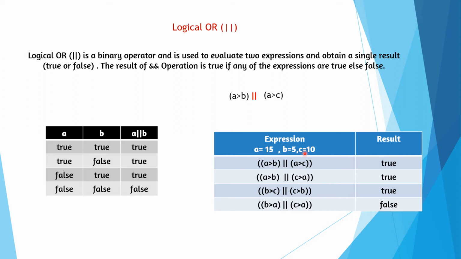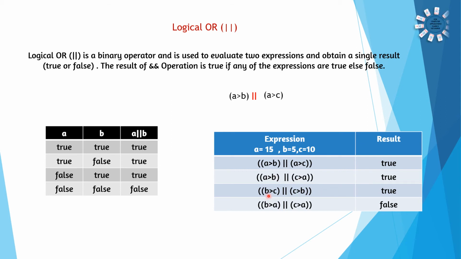Here we can analyze the same example: A is 15, B is 5, C is 10. In the first one, A is greater than B and A is greater than C. With the OR operator, both conditions are true, so the result will be true. In the second, A greater than B, the first condition is true, and C greater than A, the second condition is false. One true answer is there, so the result will be true.